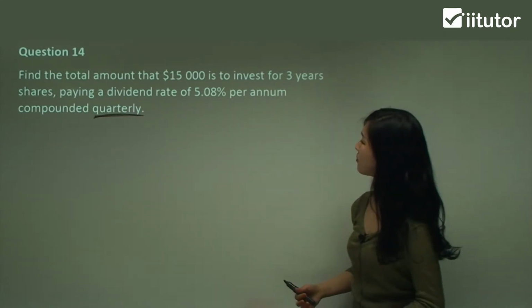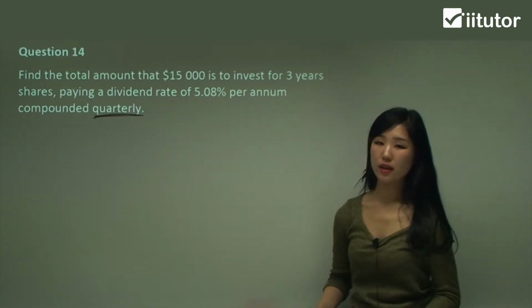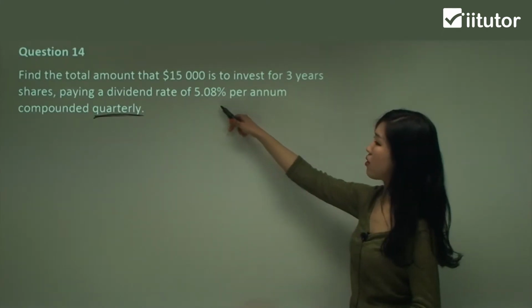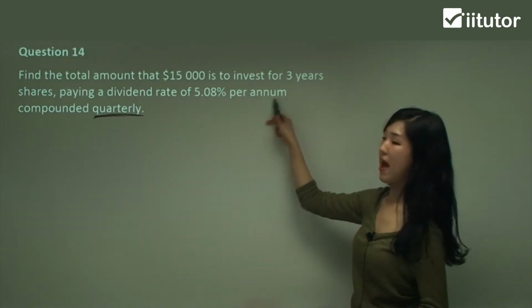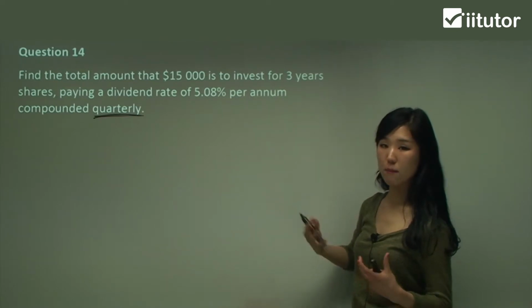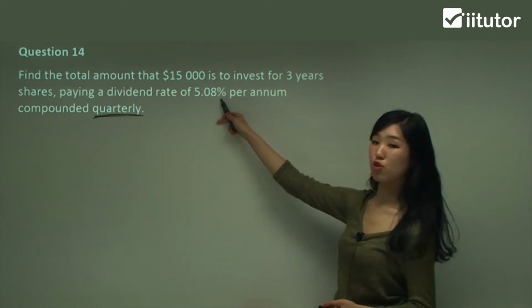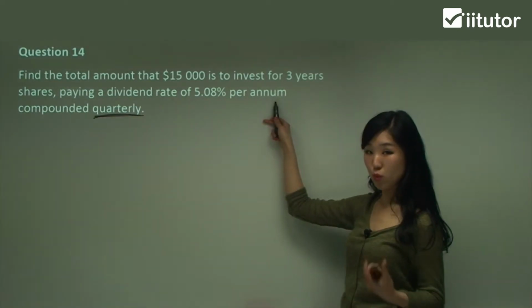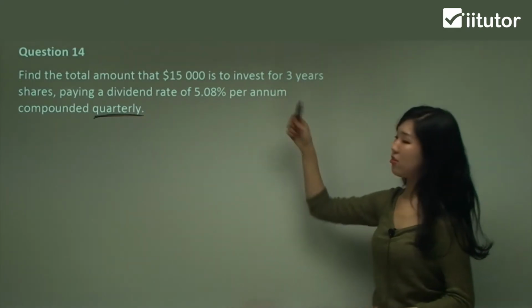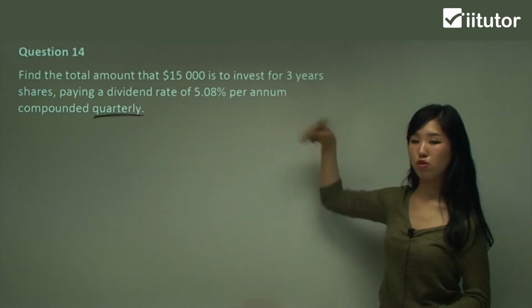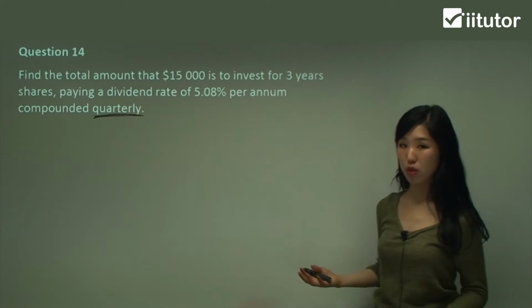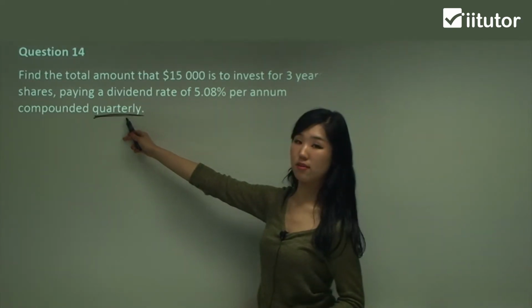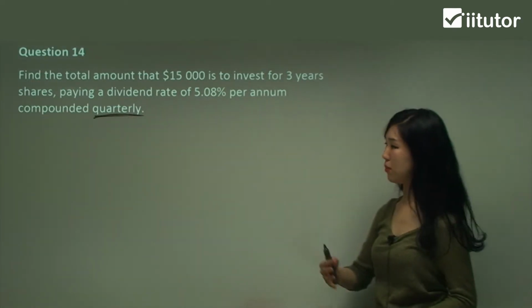Because it's compounded quarterly, we have to change both the rate, because the rate is per annum but we want the quarterly compounding. So we must change this in terms of quarters, and we must change the number of terms, the years, to quarters as well. So we've got to change both. Okay, so it's different to the simple.